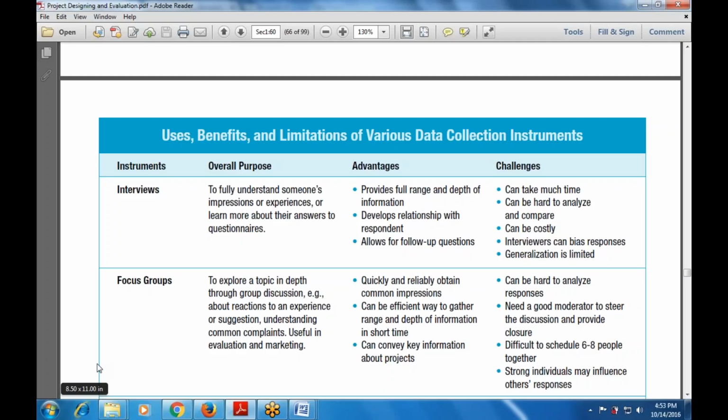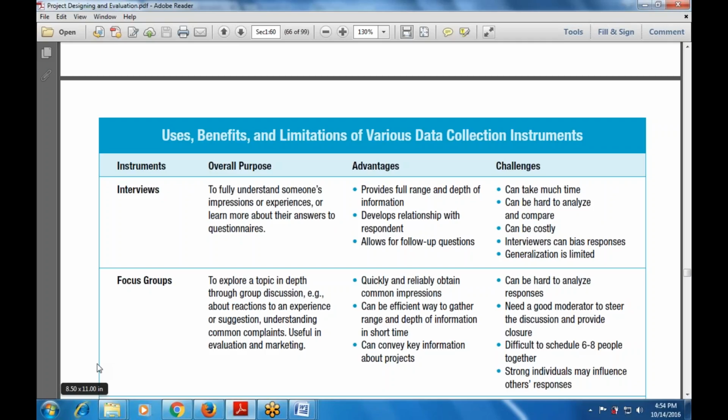So we are holding a group discussion so that we can take the thoughts of each and every person. Examples are reactions to an experience or suggestions, and understanding common complaints. It is useful in evaluation and marketing. That is the focus group.